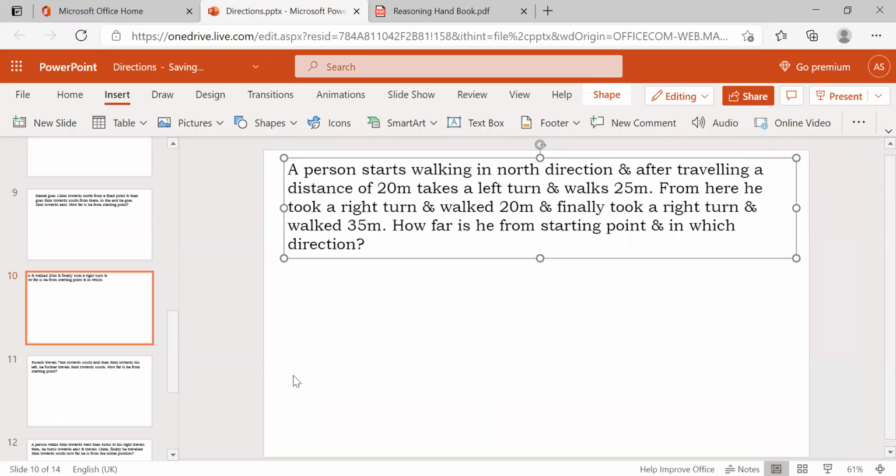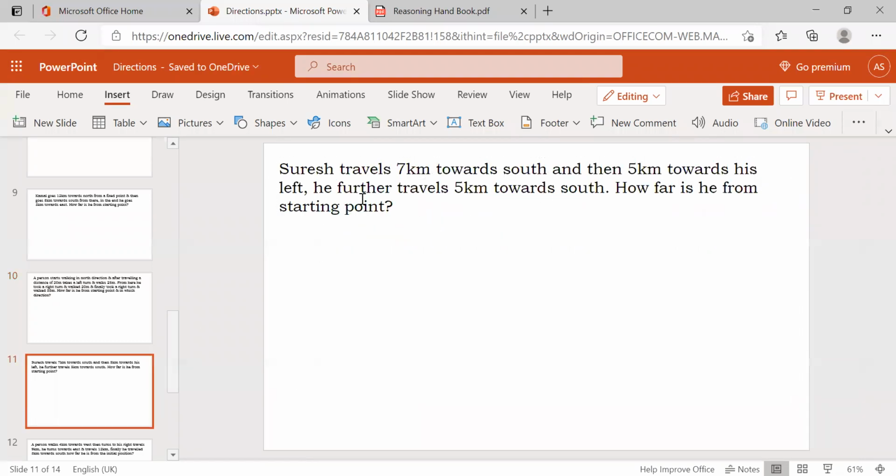Now, this question you people will solve. Suresh traveled 7 kilometers towards south and then 5 kilometers towards his left. He further travels 5 kilometers towards south. How far is he from the starting point and which direction also? Okay, you just find out which direction also.